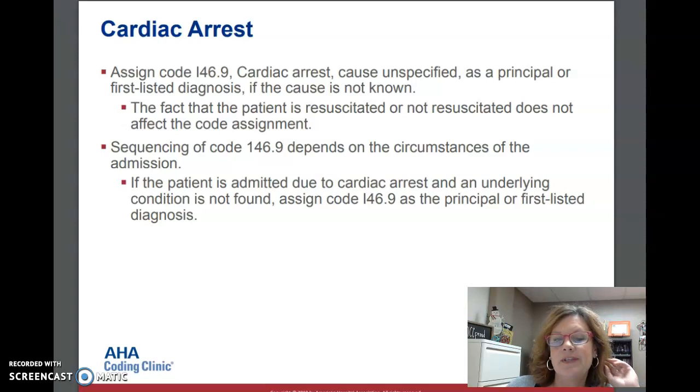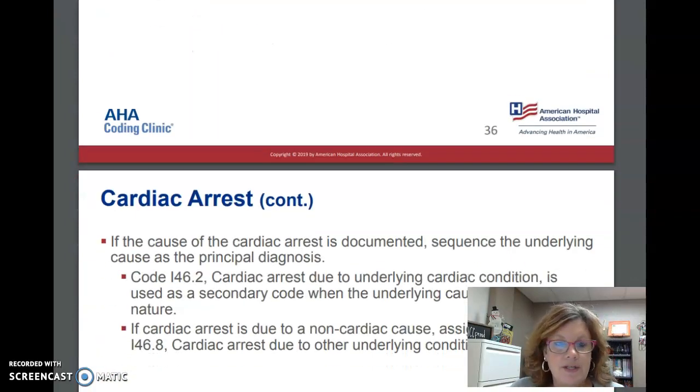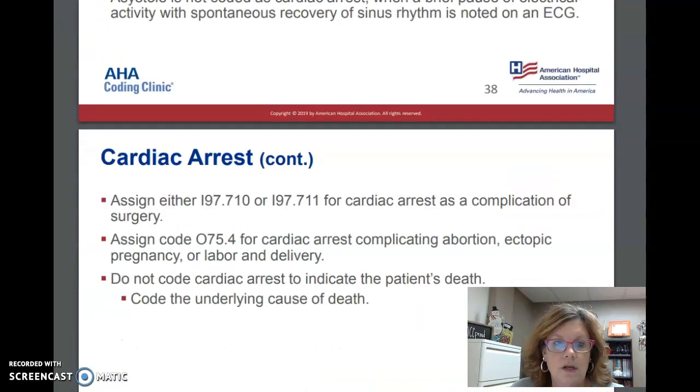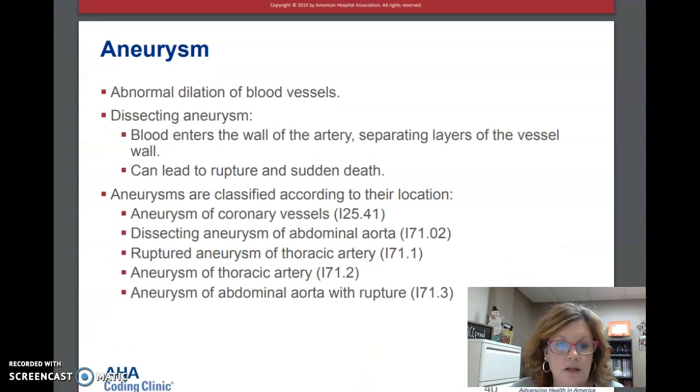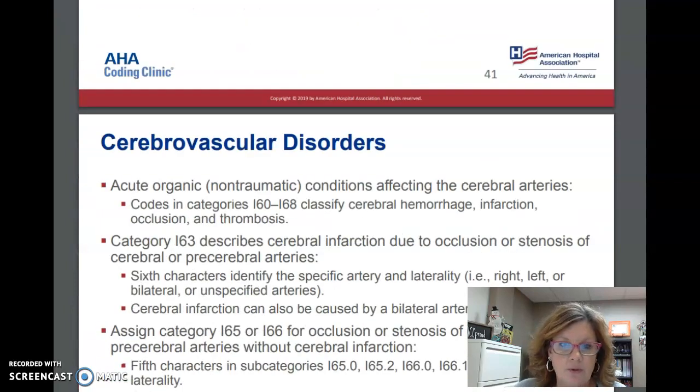So a lot of times if a patient is admitted due to cardiac arrest and an underlying condition is not found, you are going to assign I46.9 as your first listed diagnosis. But usually, again, you're going to find why that patient had cardiac arrest. So, aneurysms, again, read through this. It just talks about different codes for aneurysm.